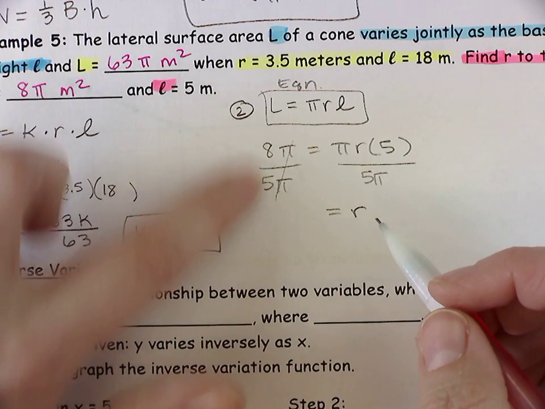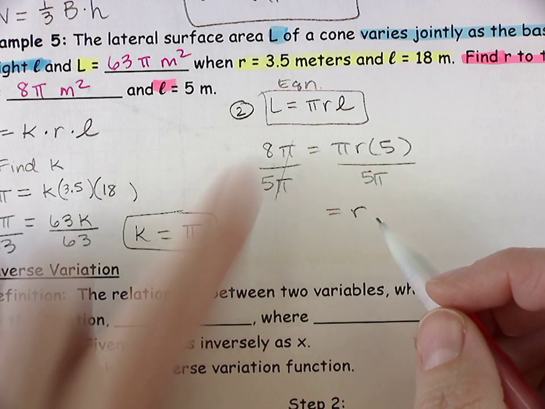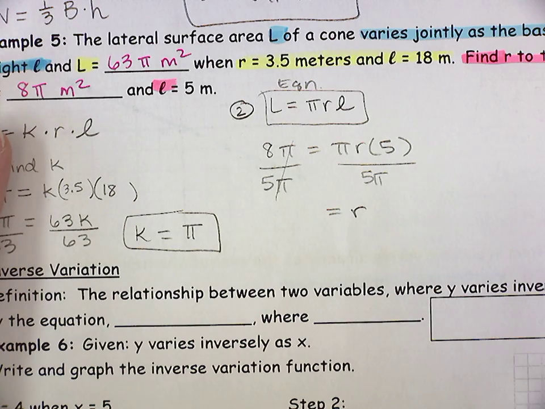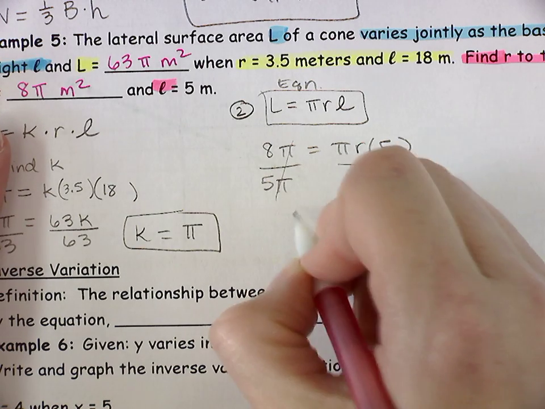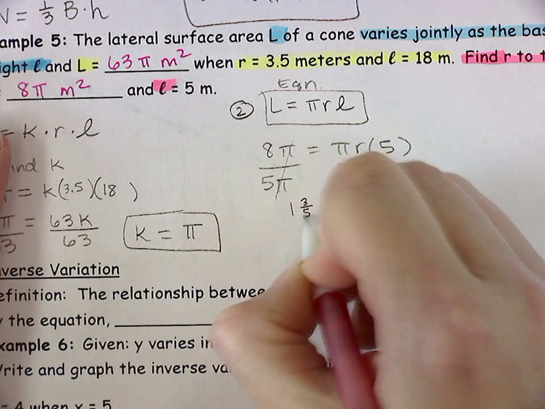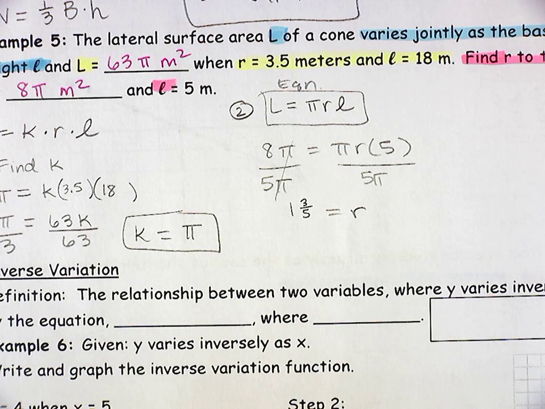How many times does 5 go into 8? One time with how many left over? 3. So this would be 1 3/5. Do you guys know how you can turn 3/5 into a decimal? Divide 3 by 5. 0.6. Do you know how you can do it without a calculator?